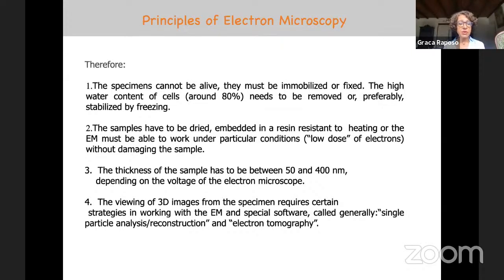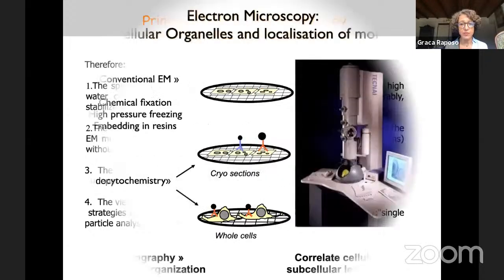The thickness of the sample normally to do a regular analysis is between 50 nanometers and 80 nanometers. Here I'll go to 400 nanometers, as indicated in this slide, but this is a particular case that I'll show later, when we do electron tomography. And then, of course, the viewing of these 3D images from the specimen requires strategies, and I'll show examples of what we call 3D reconstruction.